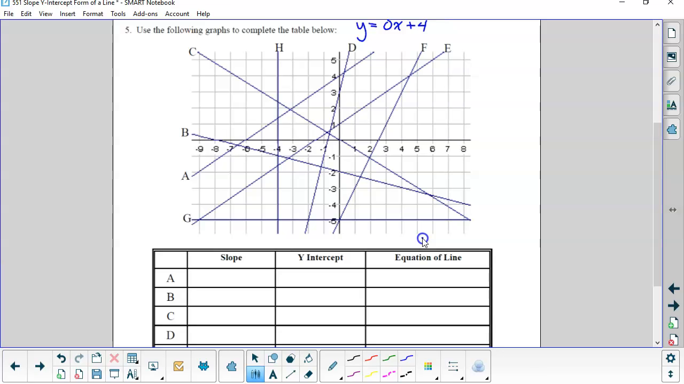We'll start with A. So your y-intercept is 4. Choose another nice point. So there's a nice point. So up 2 to the right 3. Okay, so your equation is y equals 2/3 x plus 4.